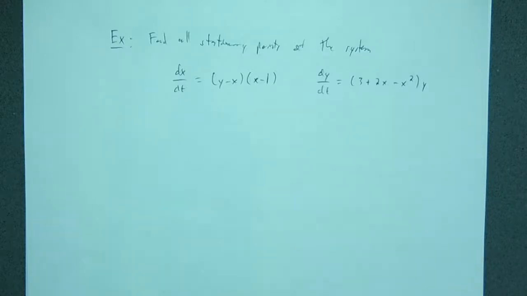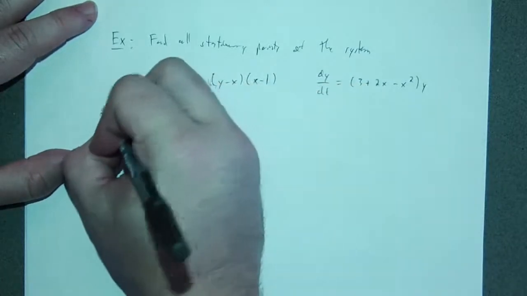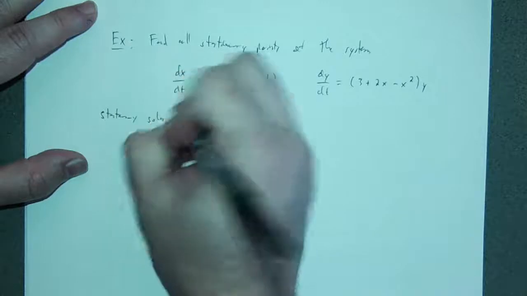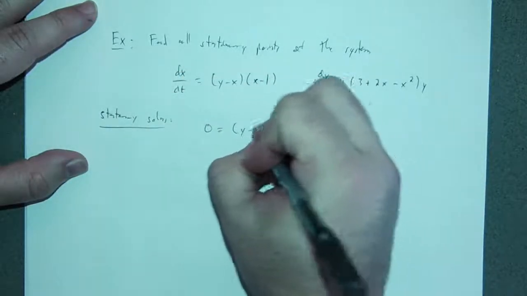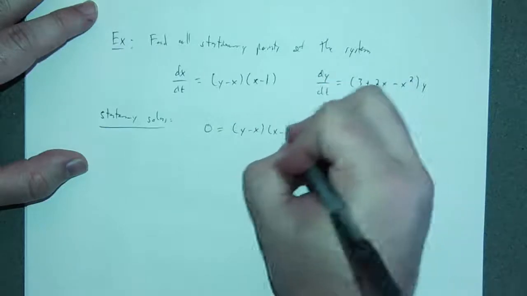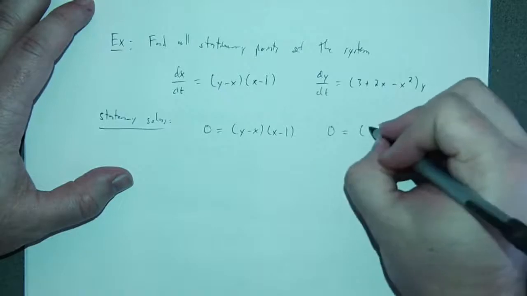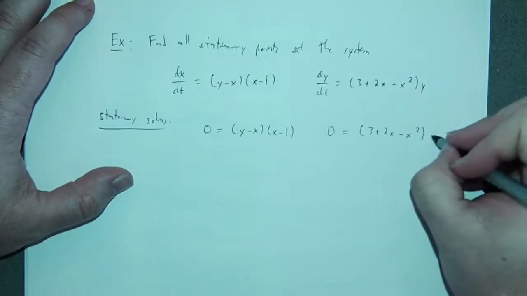Okay, so we know that stationary solutions have to satisfy the following, right? They have to satisfy the equation 0 equals (y minus x) times (x minus 1). And 0 is equal to (3 plus 2x minus x squared) times y.